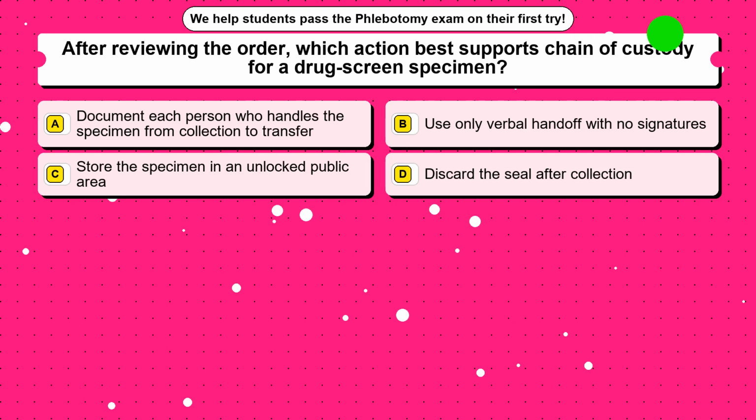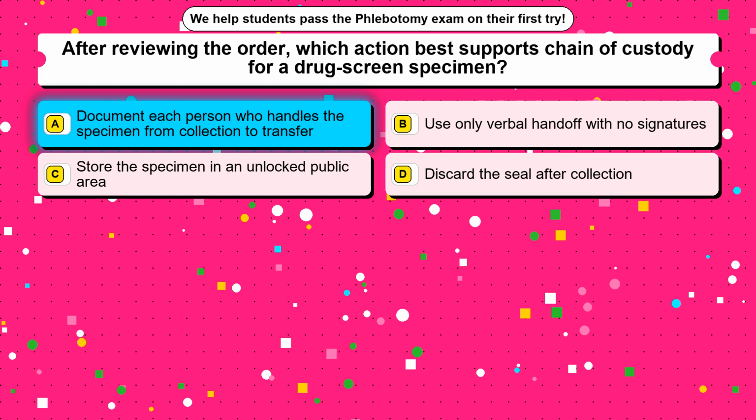Question 85. After reviewing the order, which action best supports chain of custody for a drug screen specimen? Option A. Document each person who handles the specimen from collection to transfer. Option B. Use only verbal handoff with no signatures. Option C. Store the specimen in an unlocked public area. Option D. Discard the seal after collection. The correct answer is option A.